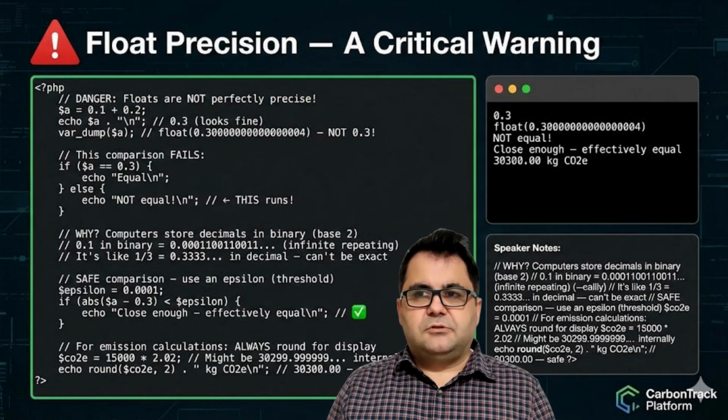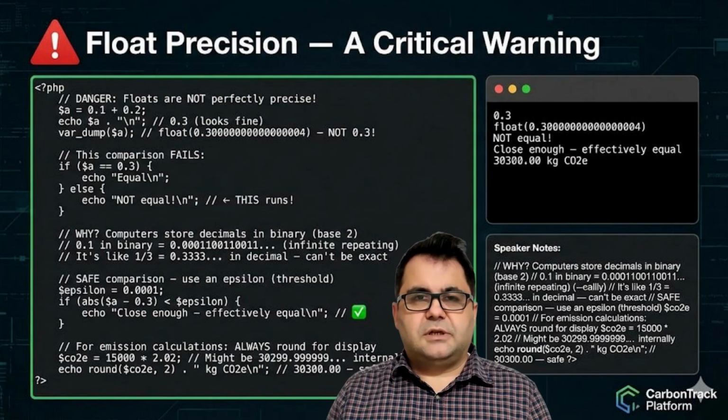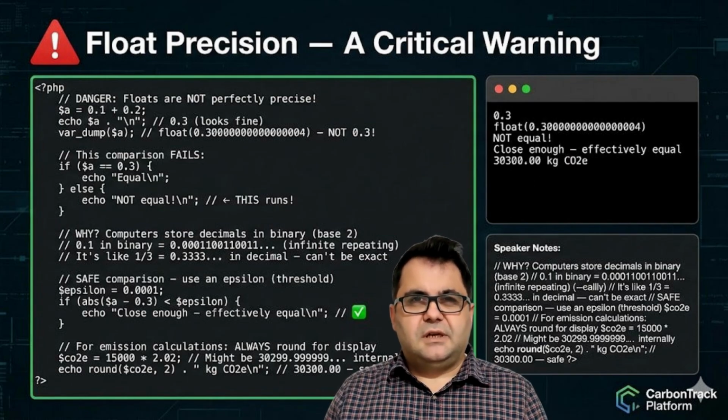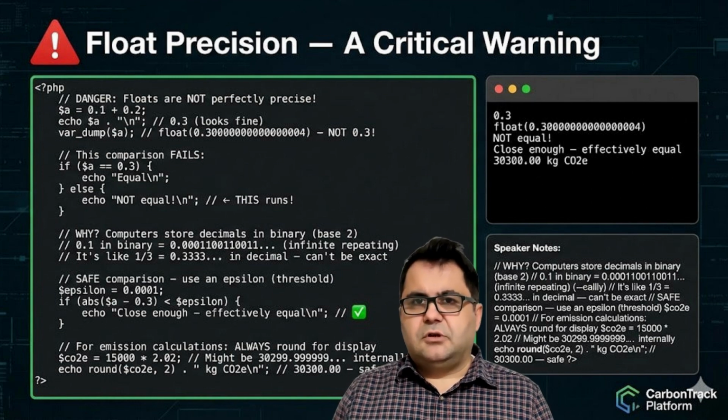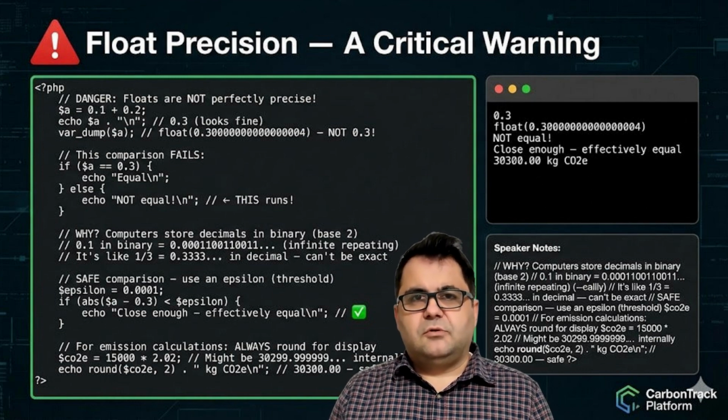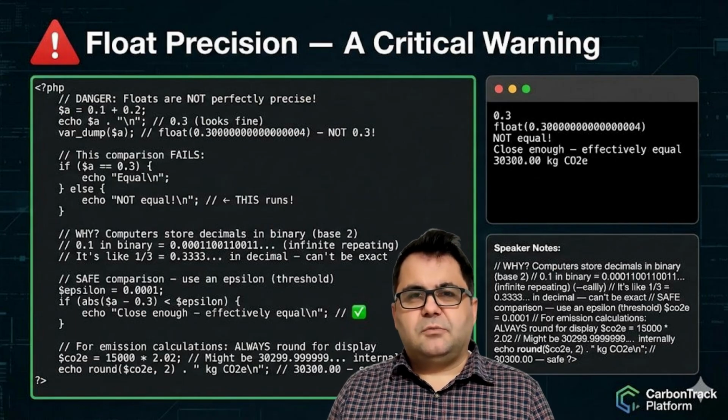For our platform, this means never compare floats with double equals. Always use a threshold-based comparison, and always round values before displaying them. In professional carbon accounting, results are typically reported to 2 to 4 decimal places, so round is your best friend.